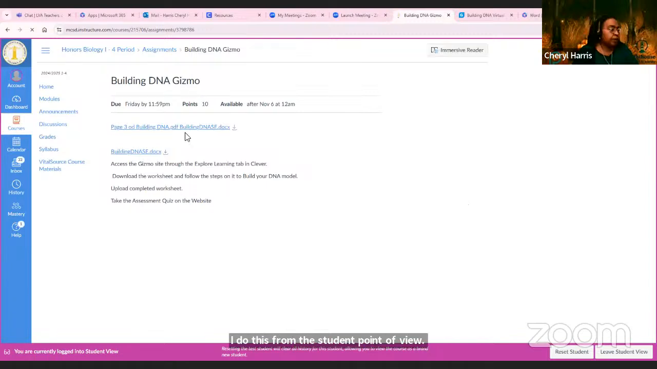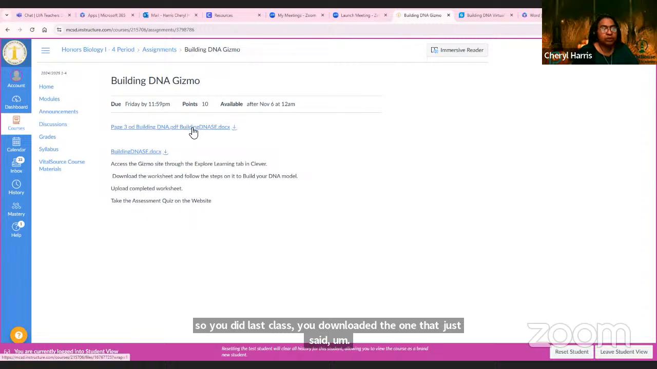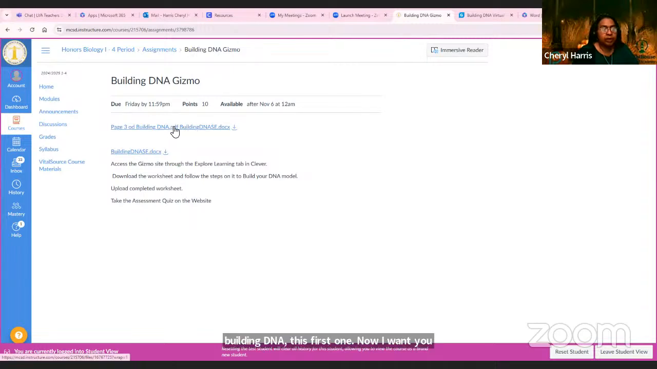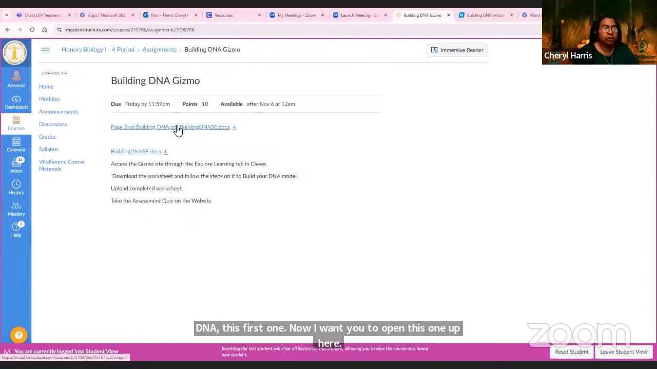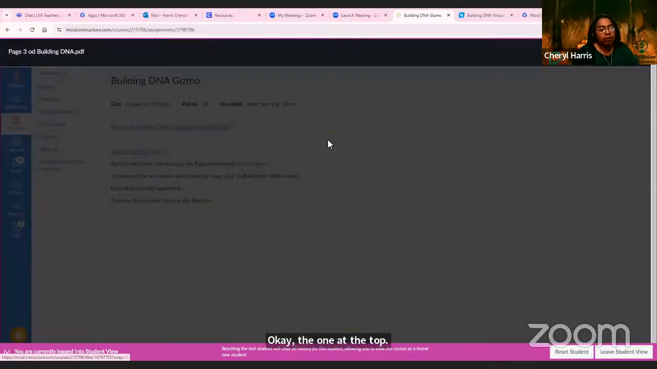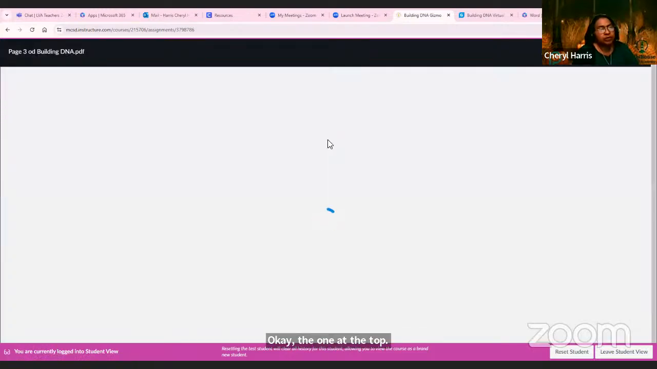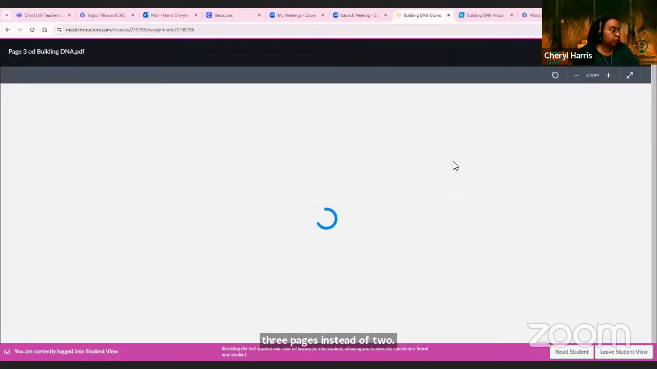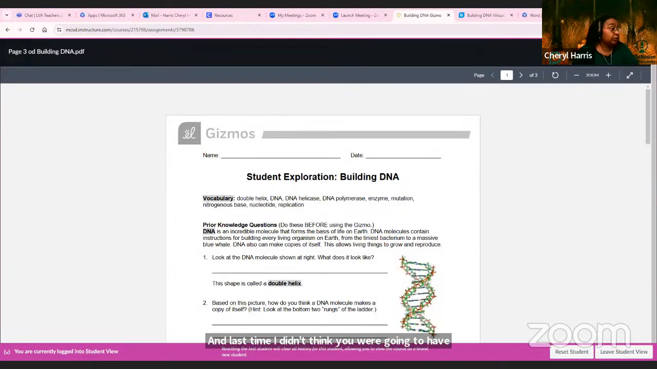Okay, so last class, you downloaded the one that just said building DNA, this first one. Now I want you to open this one up here, the one at the top, the one that says page 3. It's going to give you the same document, except this one's going to have 3 pages instead of 2. And last time I didn't think you were going to have enough time to do it all, but I did it with the last class, and they had plenty of time to do all the pages.